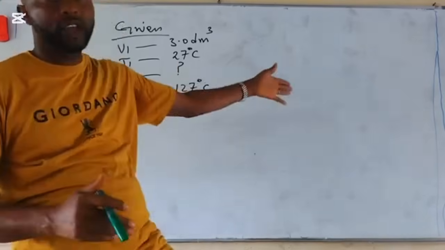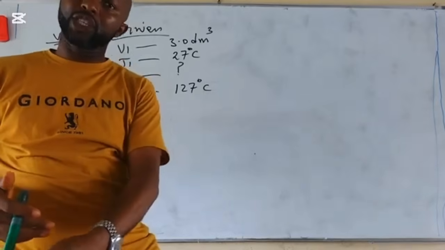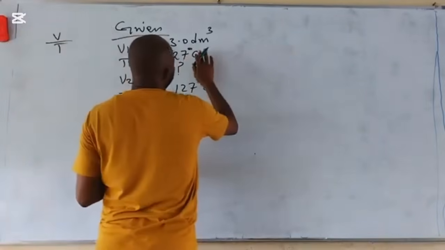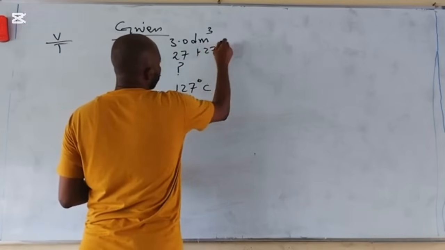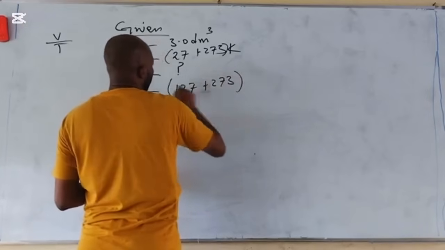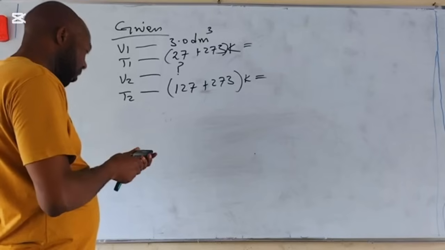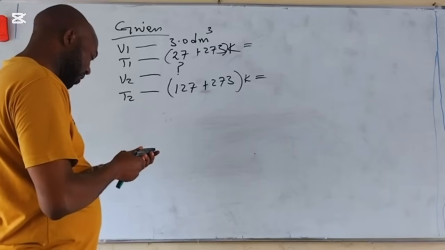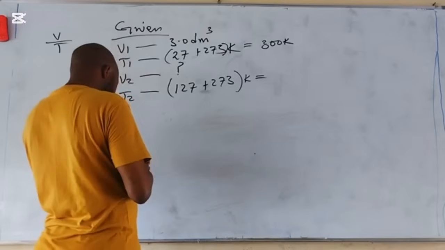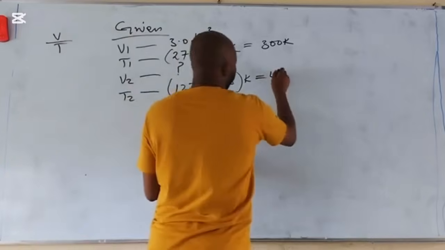So we have to convert this to our Kelvin scale. For us to convert it to our Kelvin scale, we have to add 273, which is the standard value for temperature. So I take this as plus 273, put my K, just trying to follow the rules here. I have 27 plus 273, that gives me 300. So 300 Kelvin. 127 plus 273 is 400. So I have 400 Kelvin.